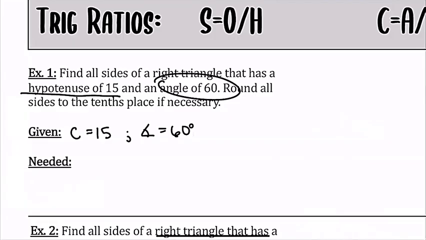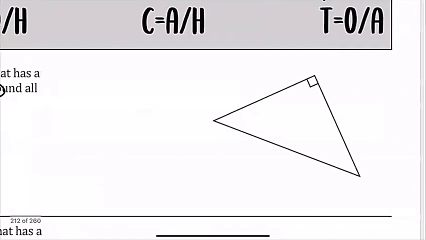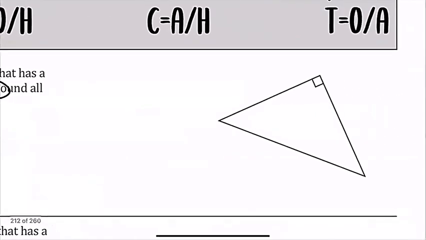It says find all sides. So I need A and B. I'm trying to find A and B. So I'm going to go over here and I'm going to label. C is here. It's across from the right angle. And that answer we already have is 15. So I don't have A or B. And then I also have an angle of 60.